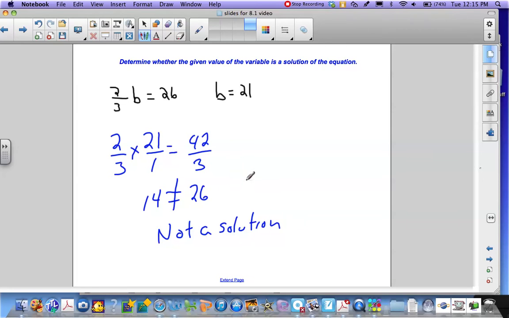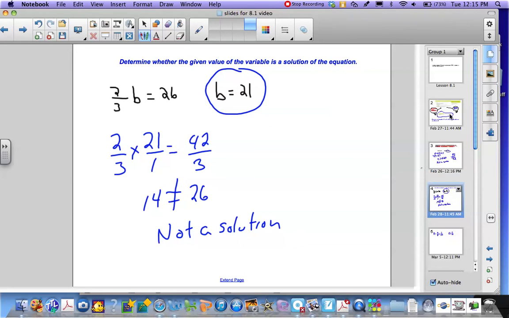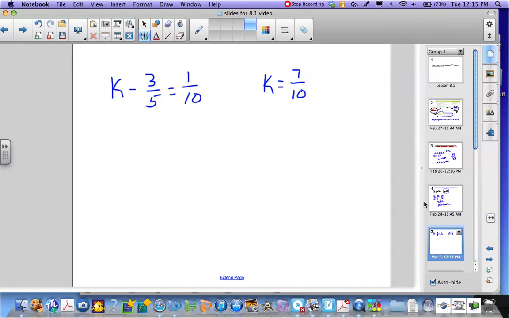Let's review the steps there. We wanted to determine whether b = 21 is a solution to this equation. We substituted 21 for b. Then I did 2/3 times 21. I got 14. 14 does not equal 26, so it's not a solution.